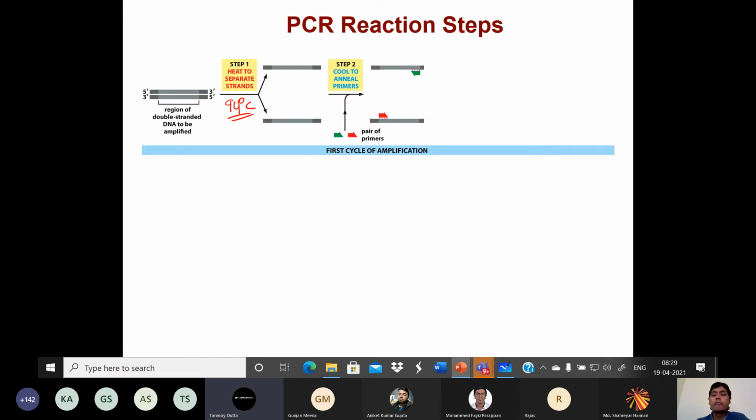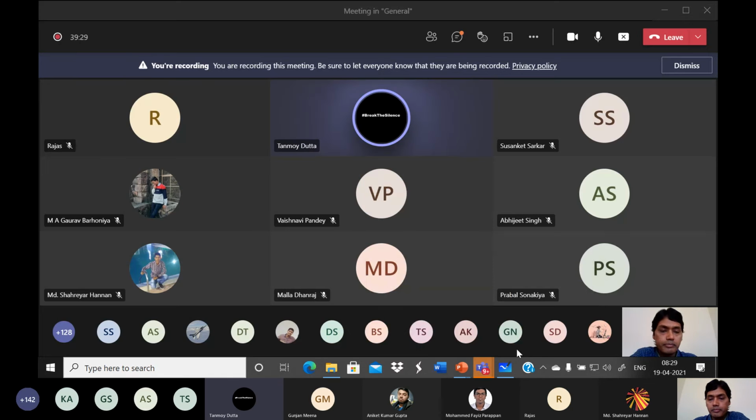Sir, one question. We actually stop heating. Once the strands are separated, we have to cool it down. So exactly when do we know that these strands have separated? It could be 50% denaturation also. Is there a fixed time for that?